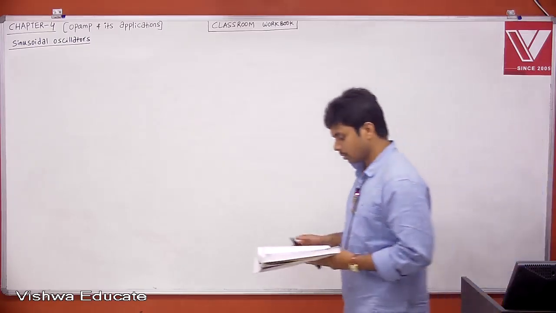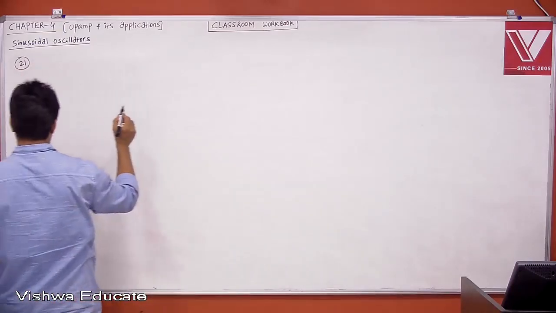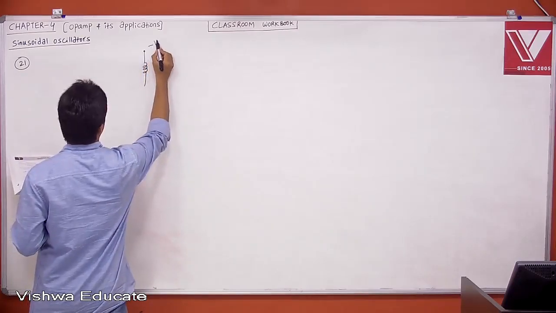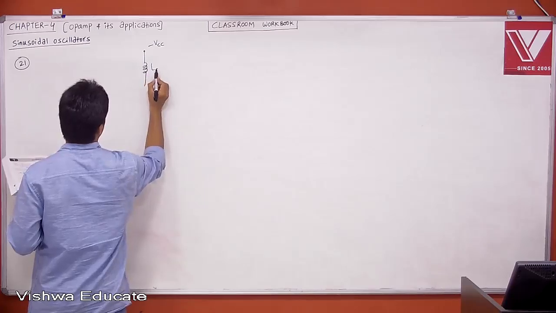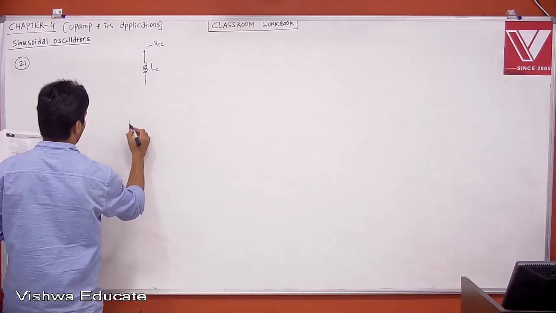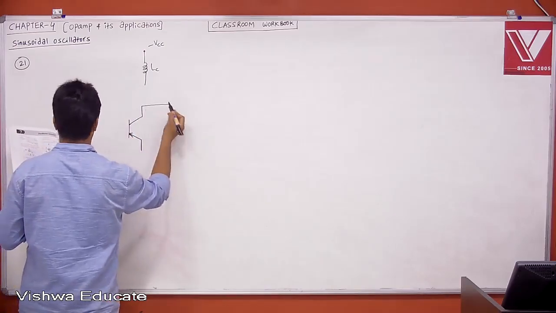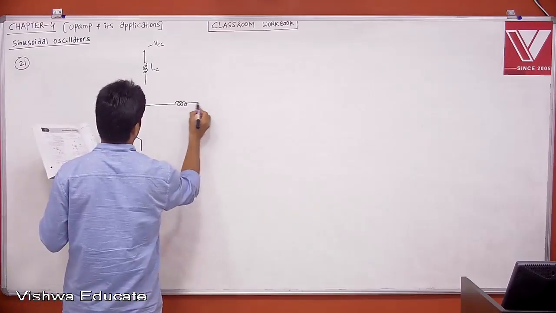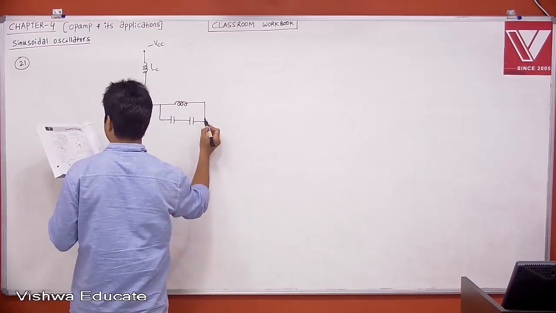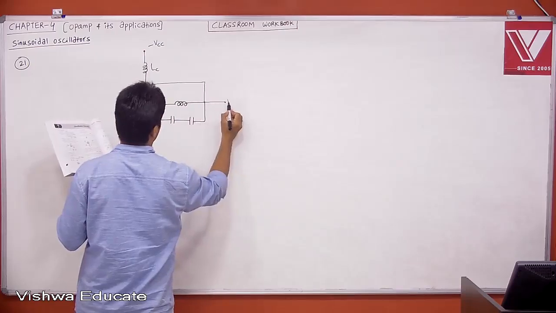The circuit, this is problem number 21. This is your RF inductor, this is minus VCC, and this is LC. Now this is your PNP transistor. This is having an inductor, and now this is having capacitors. This is your output voltage V0.